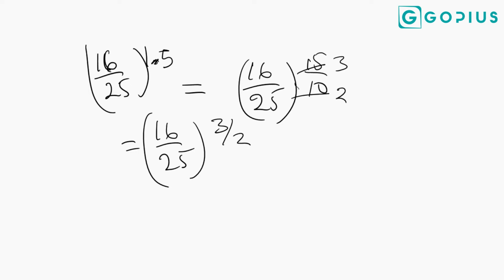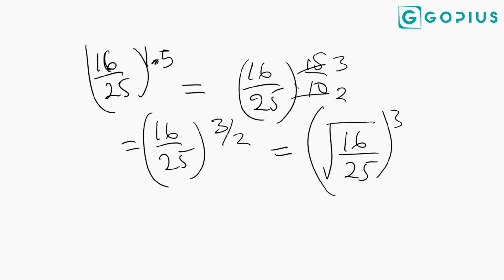So here we'll be taking the square root of 16 over 25 all cubed, instead of using the 10th root of 16 over 25 raised to the power 15. That is too outrageous. So we have reduced 15 over 10 as 3 over 2, so it's easier to work with. The denominator of the fraction is 2, so that gives us a square root. So we have the square root of 16 divided by 25, all raised to the power of what?